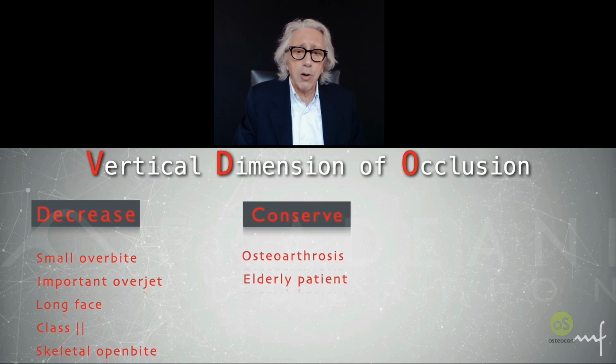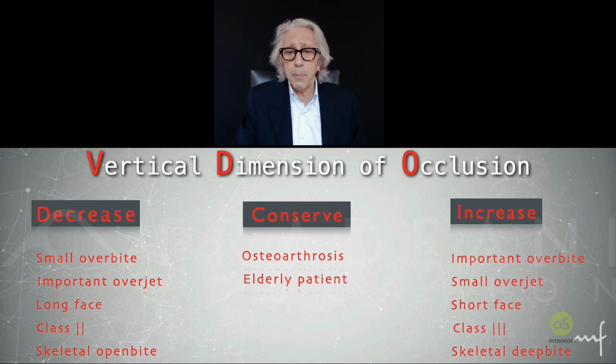Sometimes you conserve the VDO because you have people with osteoarthritis, or an elderly patient, to not modify the VDO so rapidly. But the most important step is when you increase the VDO. When you have an important overbite, you increase the VDO and you decrease the overbite. So it's better to have a better anterior guidance. When you have a small overjet, you can increase the VDO, and automatically you increase the overjet too. For each millimeter of VDO increase, you approximately increase the overjet by 0.6, more or less.